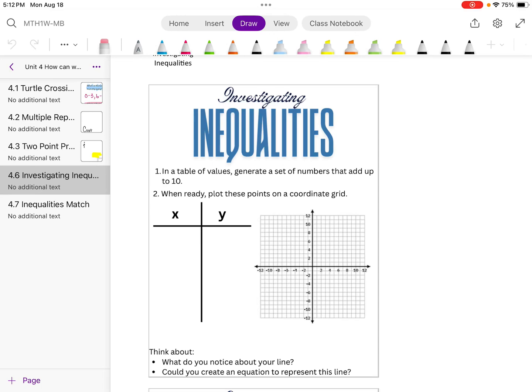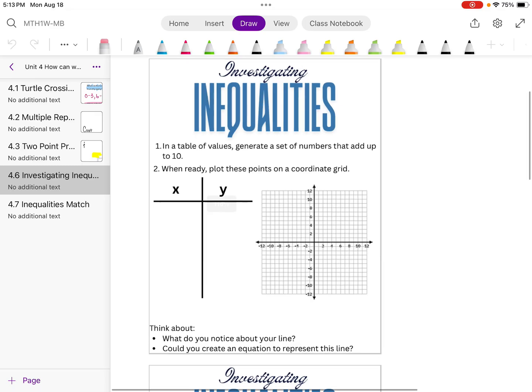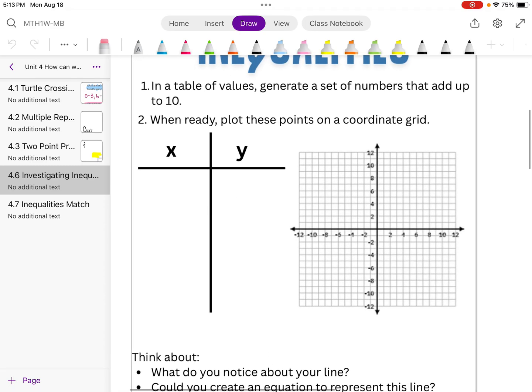So we are investigating inequalities today. In a table of values, I want you to generate a set of numbers that add up to 10. When you're ready, I want you to plot the points on the coordinate grid. And if you want, you can start thinking about what you notice about your line. Could you create an equation to represent this line? So pause the video, fill this out, and then press play when you're ready to hear this taken up.